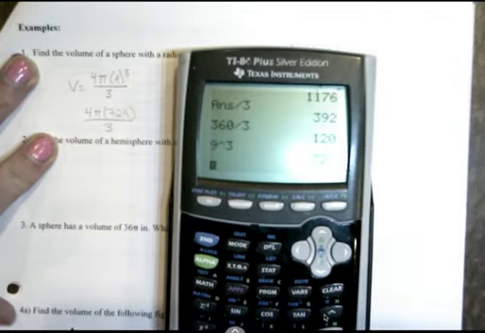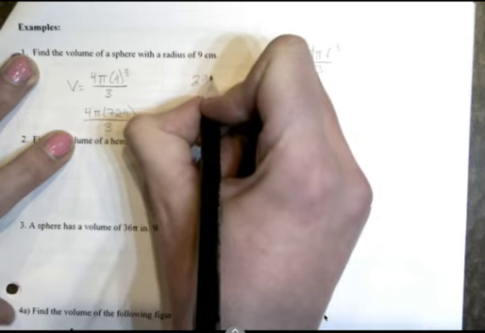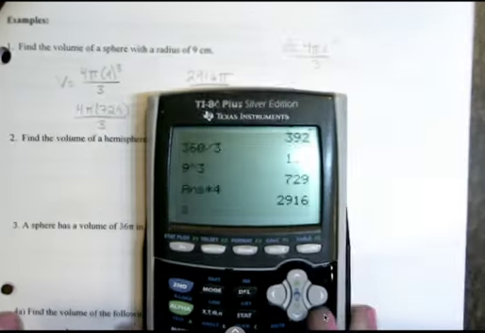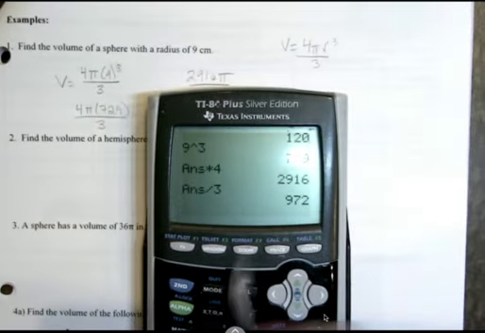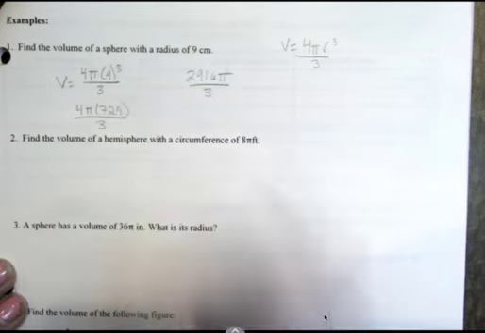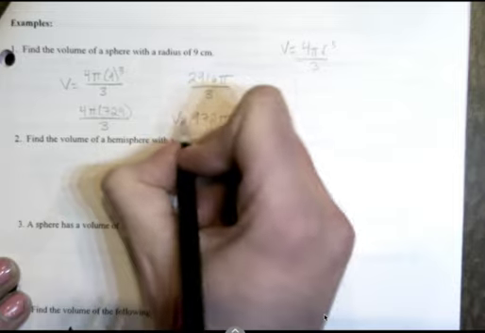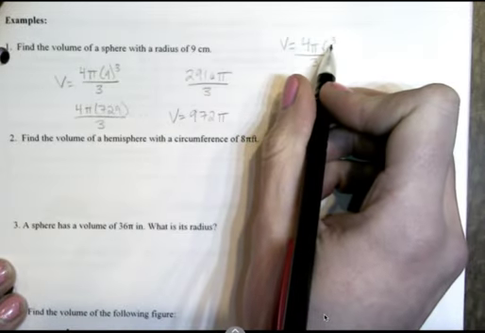So I have 4 pi times 729 over 3. I'm going to multiply 4 times 729, so we get 2,916 pi over 3. I want to check, does that divide evenly by 3? Okay, and this one does. So I'm going to write that as 972 pi. I'm going to leave it in terms of pi, and remember volume always has cubic units, so we have cubic centimeters for the volume of the sphere.